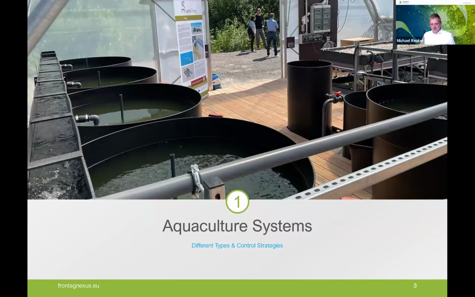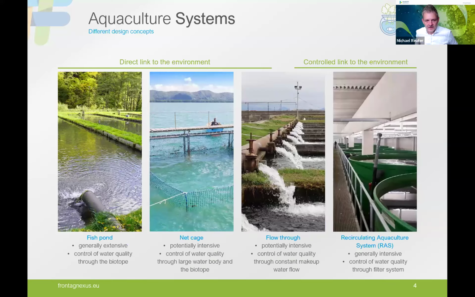So let's start with part 1, aquaculture systems, different types and control strategies. In general, we have different types of aquaculture systems where some are linked to the environment directly and some have a controlled link to the environment. The most simple kind of aquaculture in general is fish ponds.